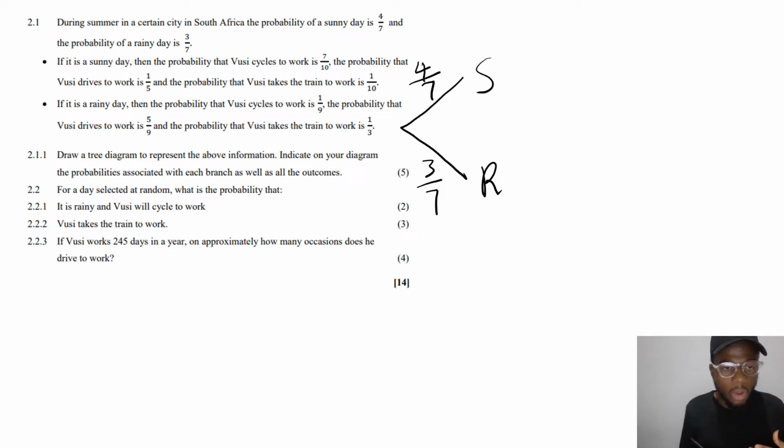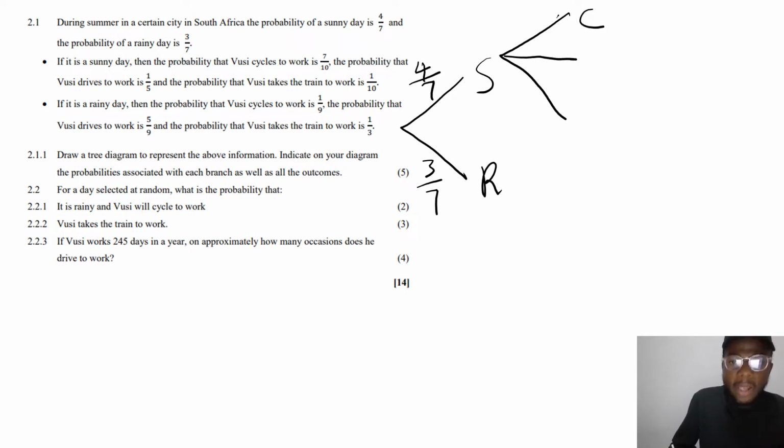This thing is very simple. Then the next information says if it is a sunny day, then the probability that Vusi cycles to work is 7/10, the probability that Vusi drives to work is 1/5, and the probability that Vusi takes the train to work is 1/10. This is for a sunny day, so on a sunny day we're going to have three branches. The first one is when he cycles to work, the second when he drives to work, and the third when he uses a train to work.